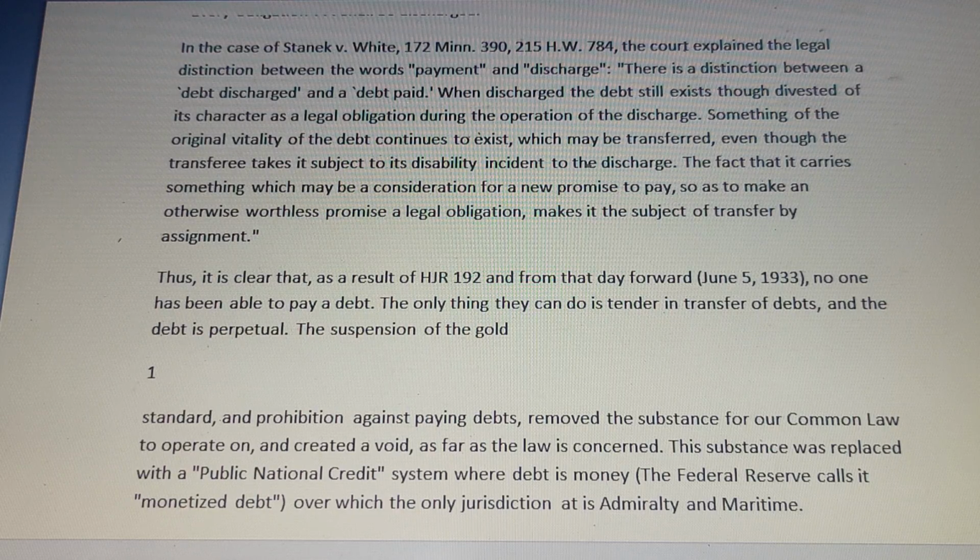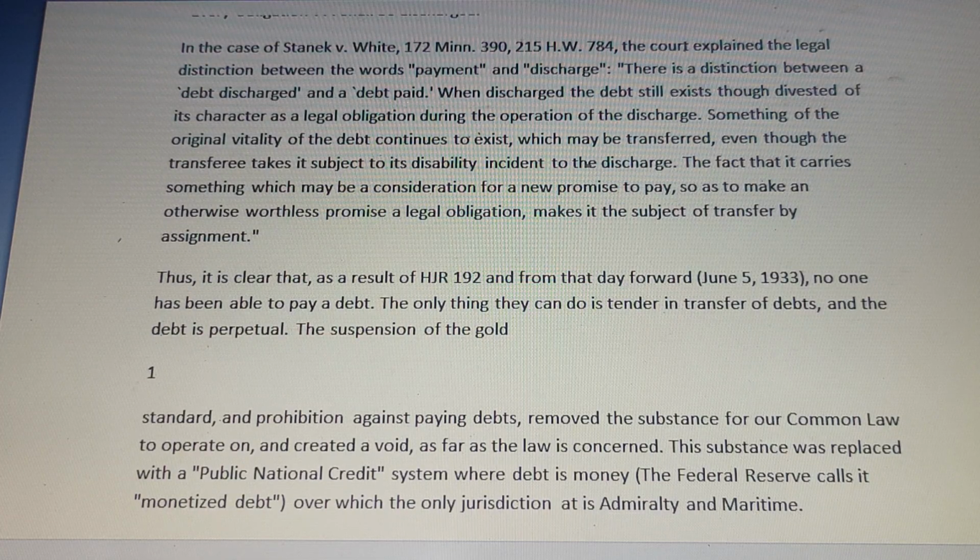The fact that it carries something which may be a consideration for a new promise to pay, so as to make an otherwise worthless promise a legal obligation, makes it the subject of transfer by assignment. Thus, it is clear that as a result of HJR 192, and from that day forward, June 5th, 1933, no one has been able to pay a debt. The only thing they could do is tender in transfer of debts, and the debt is perpetual.